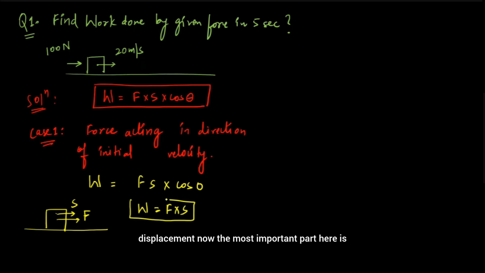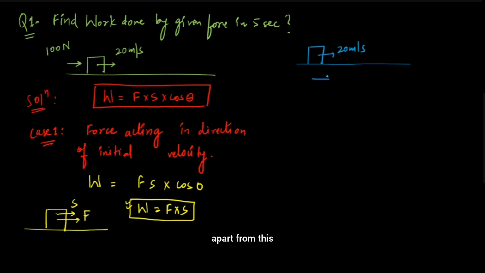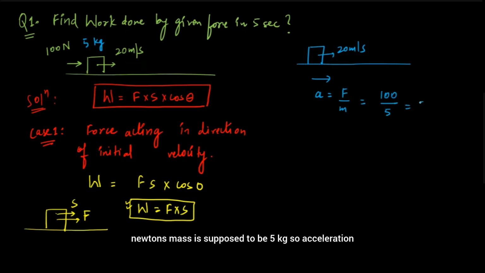Now the most important part here is that we have to understand how we can calculate displacement. As you already know, this particular thing has some initial velocity, 20 meters per second. Apart from this, what should be the acceleration of this body, assuming this mass is 5 kg? How can we find out the acceleration of the system? By simply using the second law of motion. According to the second law of motion, force is mass times acceleration. So acceleration is going to be force upon mass. Force is 100 newtons, mass is 5 kg. So the acceleration we are going to have here is 20 meters per second square.